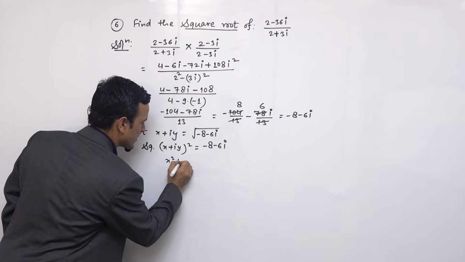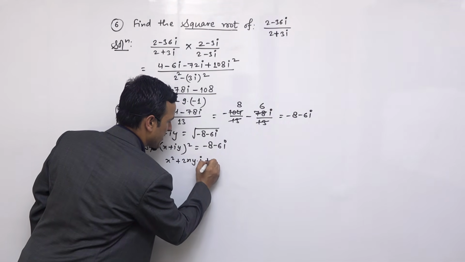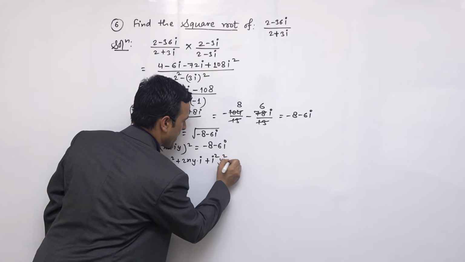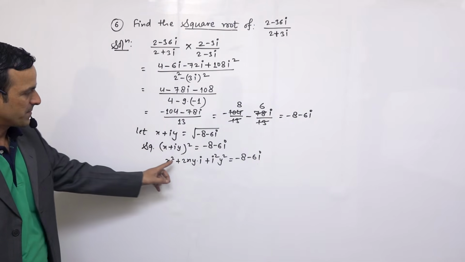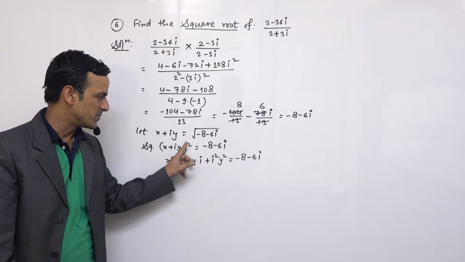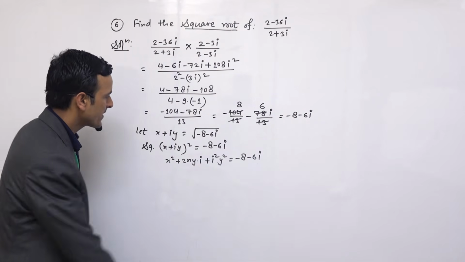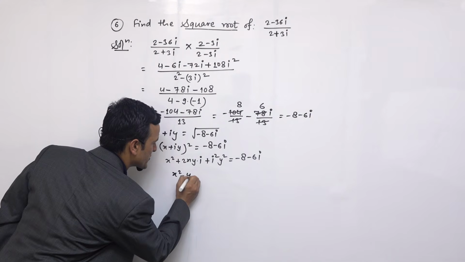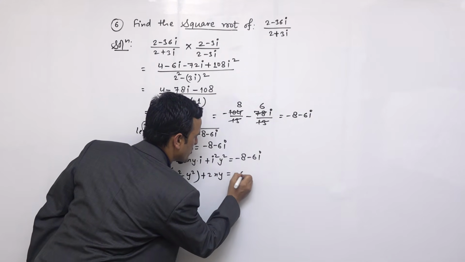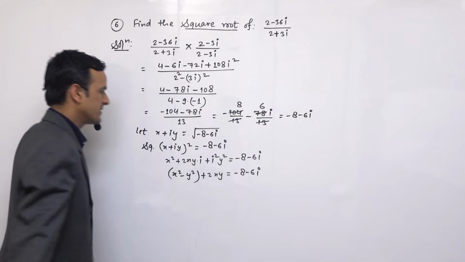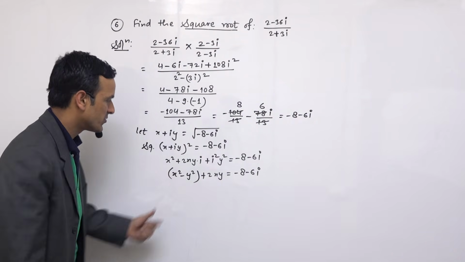So x square plus 2xy into i plus i square y square is equal to minus 8 minus 6i. So this is the formula of a plus b whole square: a square plus 2ab plus b square. And finally x square minus y square plus 2xy i is equal to minus 8 minus 6i. So this i square means minus 1. So write down this term.